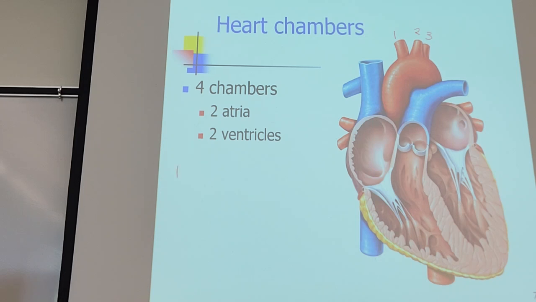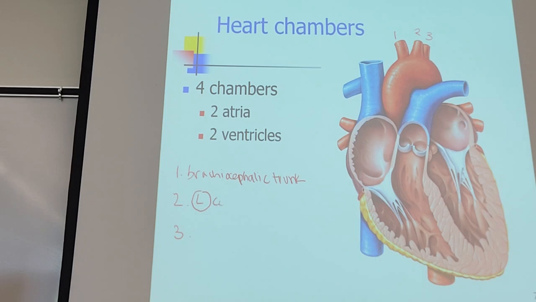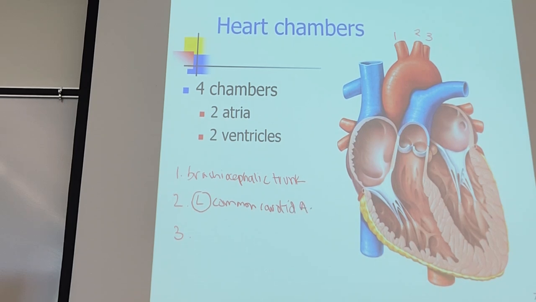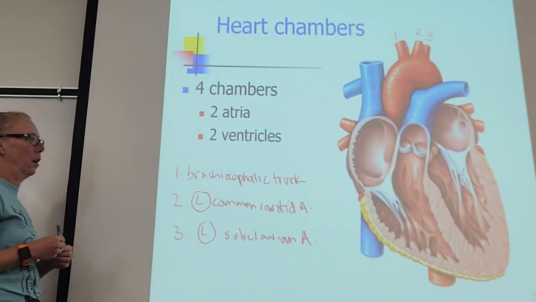The first branch is called the brachiocephalic trunk. The second branch is the left common carotid artery. And the third branch is the left subclavian artery.